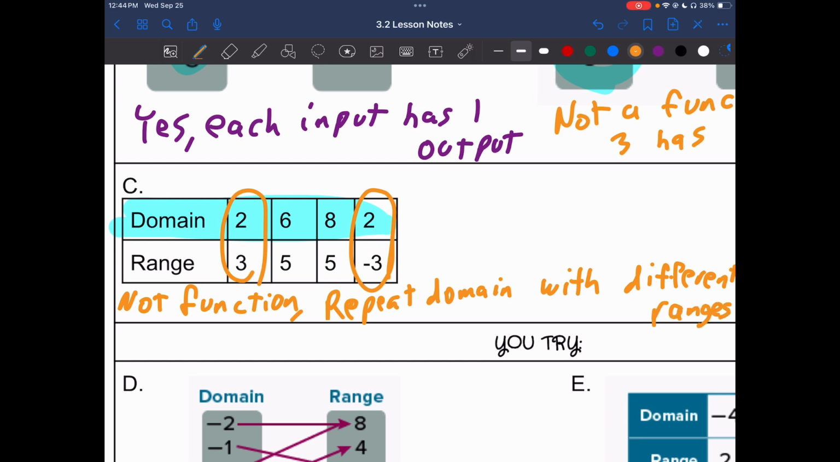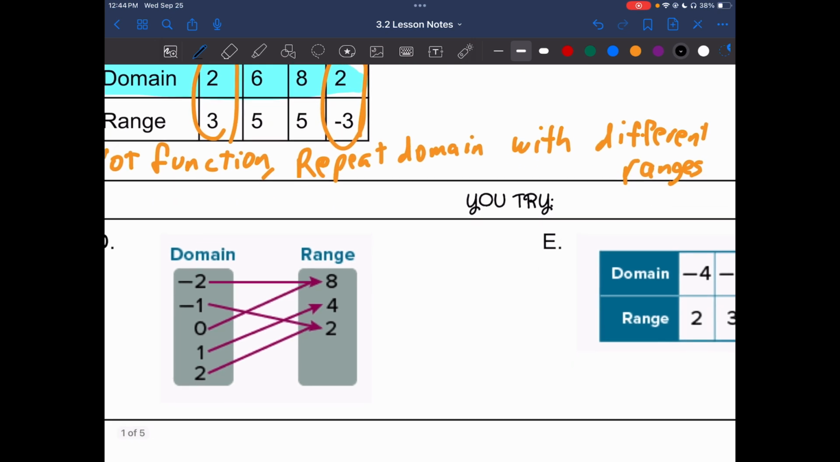So if we had two, and let's say this one was also a -3, well, then it's going to the same place. Even though we have two instances of that domain, it's going to the same range. But because one is going to +3 and one is going to -3, now it's taking us to different places. All right, we have two U-try problems for you here.